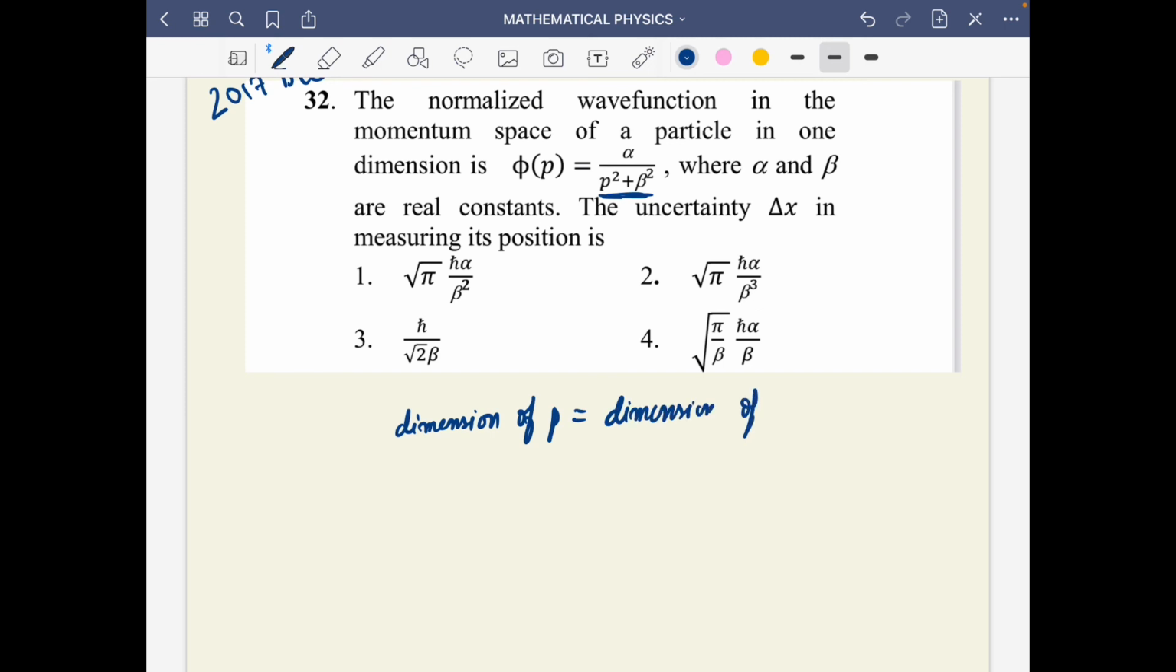Dimension of beta. So the dimension of delta x will be equal to h cross by delta p. So we know that the dimension of delta p is beta. So whichever option has h cross by beta specifically, not any other function, not even alpha, not any other thing, that will give the answer. So this is the answer.